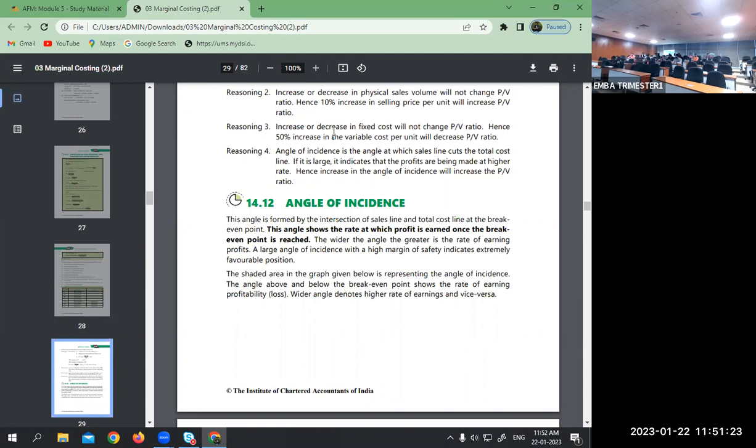Short-term ratio, long-term ratio. Solvency, liquidity, then turnover, then activity. No, turnover and activity both are the same. Profitability. Activity, profitability, solvency, liquidity. Both are solvency only.